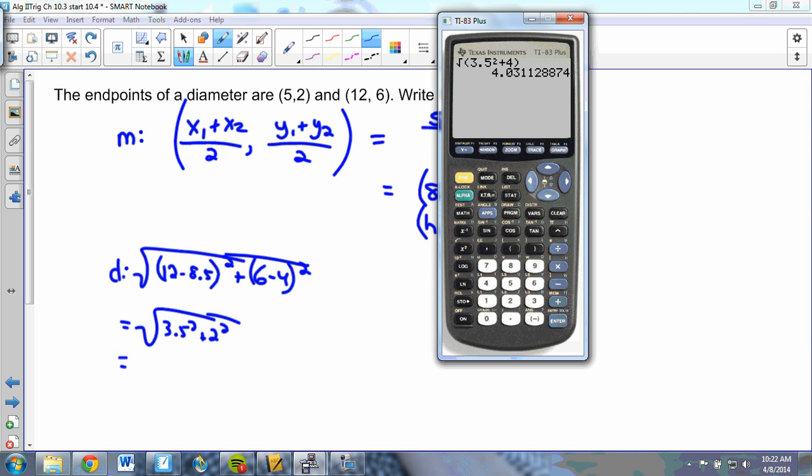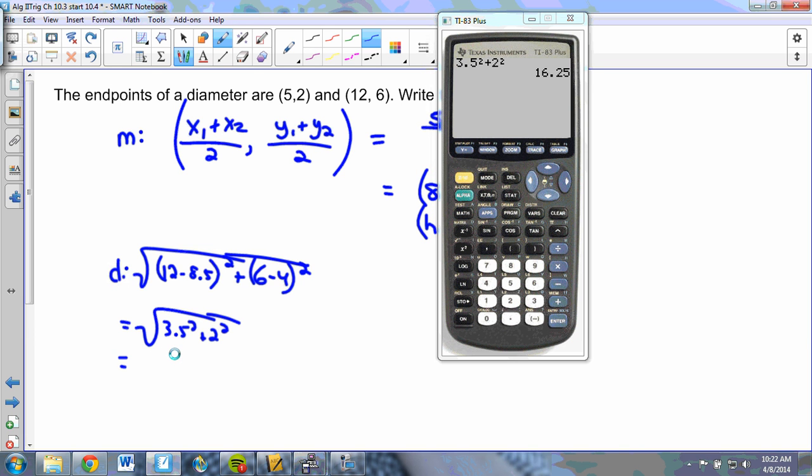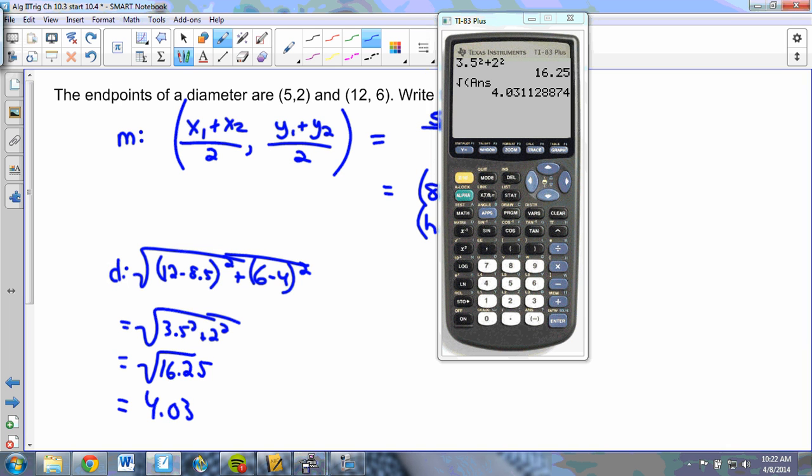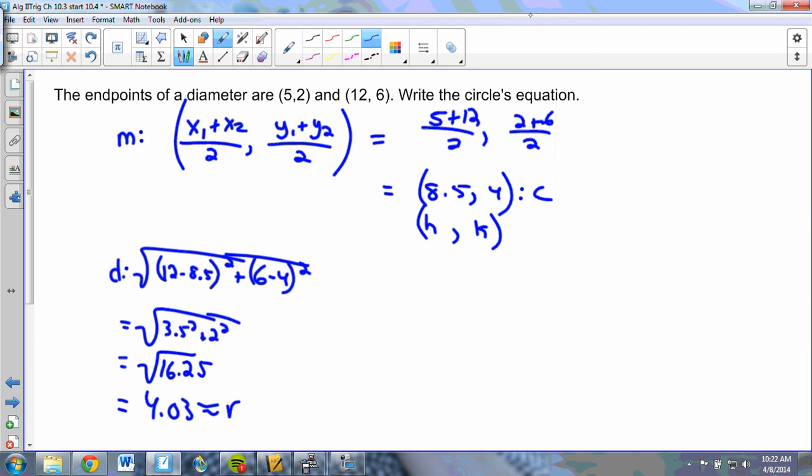Oh, if I didn't square root it, it would have been 14.03. Yeah, 16.25 first. Let me do this. 3.5 squared plus 2 squared. 16.25. If I actually calculate that square root, the radius is 4.03. That's about what my radius is. So I found the distance from the center to one of the edges. That distance is my radius.